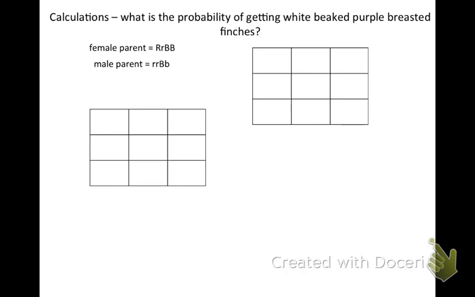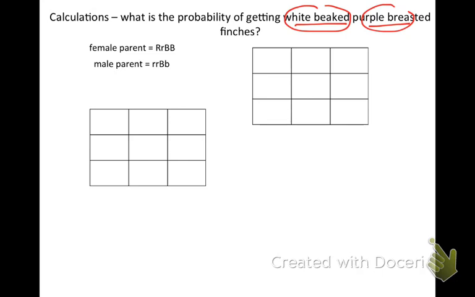Well, calculating the probability is pretty straightforward. And we're going to break it down into two parts because the probability of getting both of these characteristics, white-beaked and a purple breast, is going to be the combined factor of either white-beaked or purple-breasted alone. So we can break that down easily.